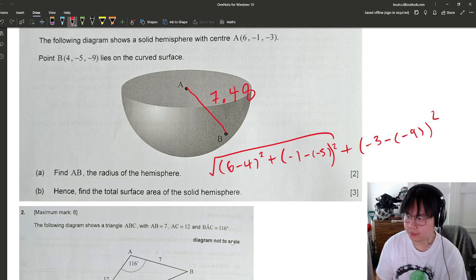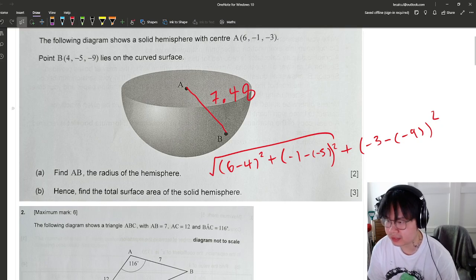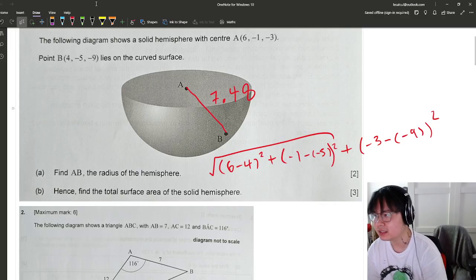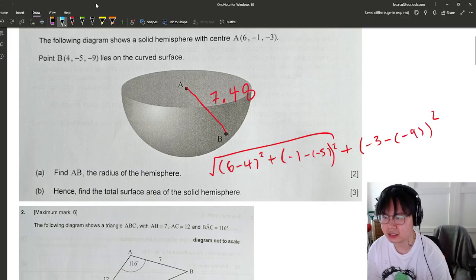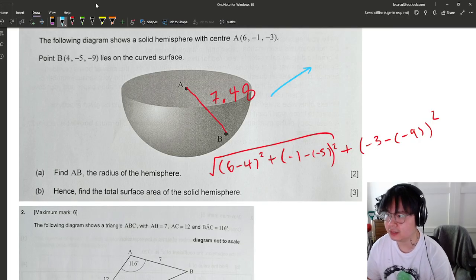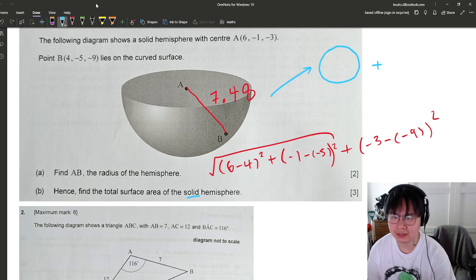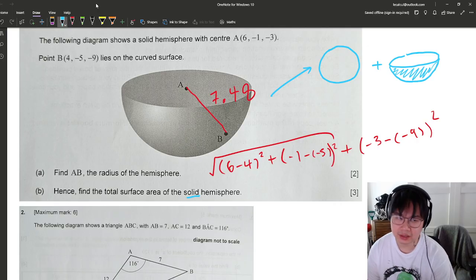Right there. Okay, hence find the total surface area of the solid hemisphere. Oh, they usually don't ask too many surface area questions. Okay, so we want the total surface area including the top because it's solid. So there is the circle on the top, which contributes to the surface area. And then there's the outside of the actual hemisphere. So like this part.